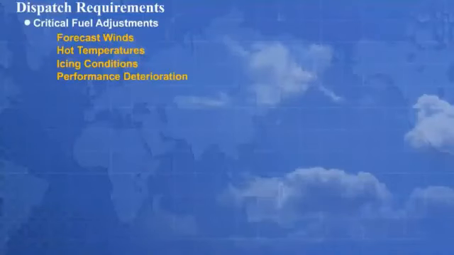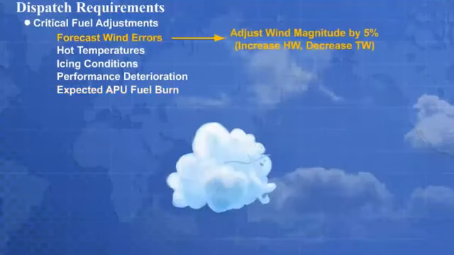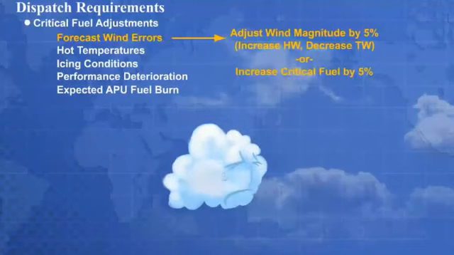The critical fuel scenario must account for forecast winds and temperatures, possible icing conditions, and airplane performance deterioration. An adjustment for APU fuel burn is also included if the APU is a required power source. Potential wind forecast errors are accounted for by adjusting the predicted wind magnitude by 5%. Or alternatively, by increasing the total critical fuel required by an additional 5% if the airline is not using an FAA-accepted wind forecast model.